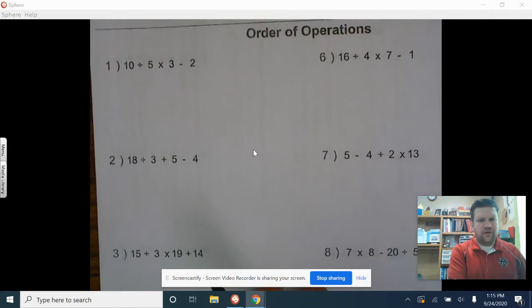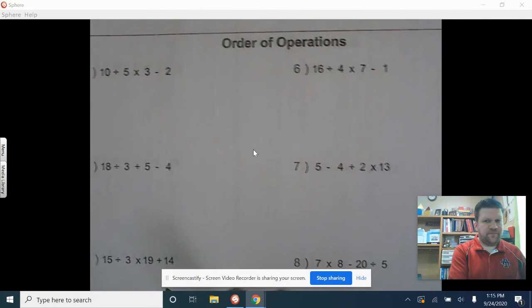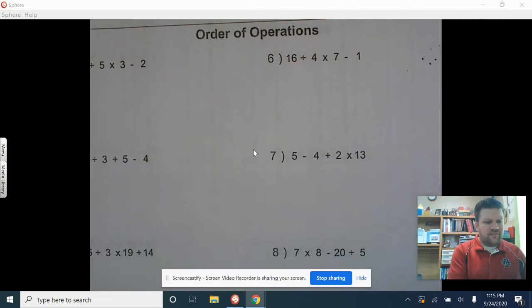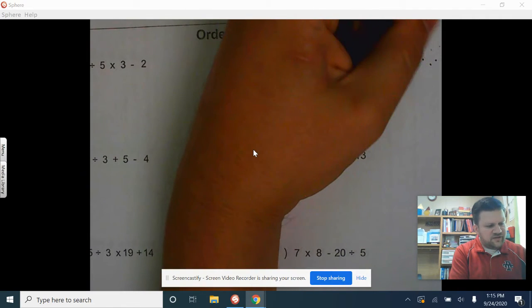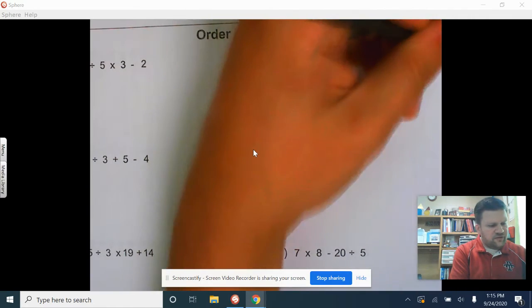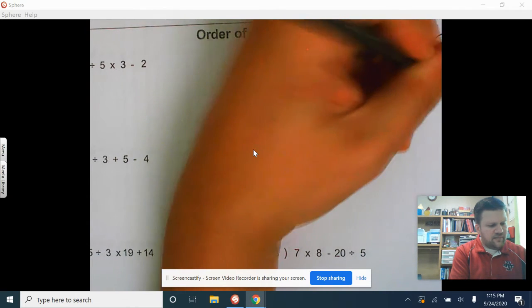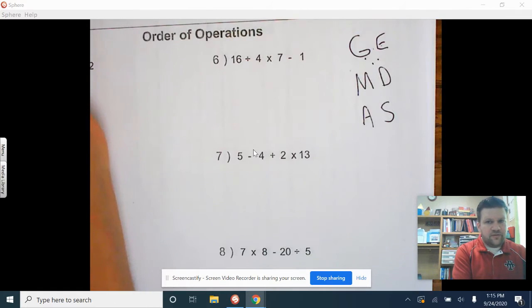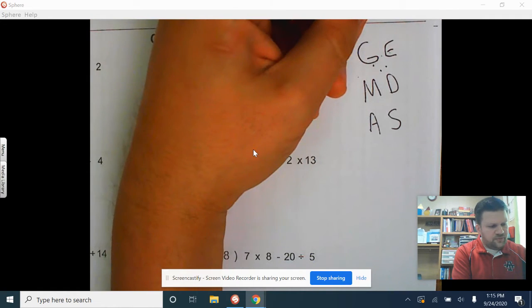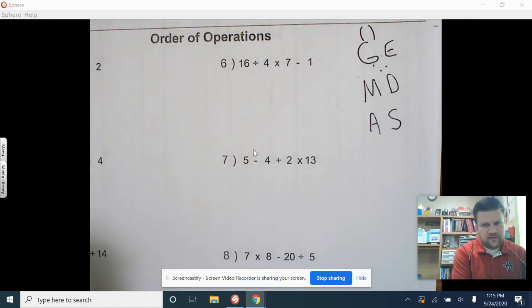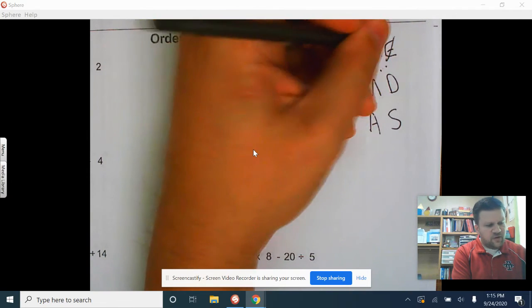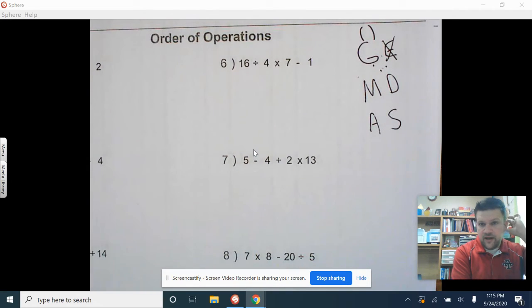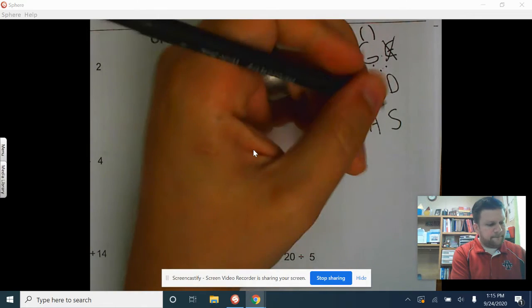Okay, real quickly going over our order of operations. There's an acronym that we use. It is GEMDAS. The G will stand for groups, or whatever's in parentheses. The E is for exponents, but we don't use exponents in fifth grade, so you don't have to worry about that.